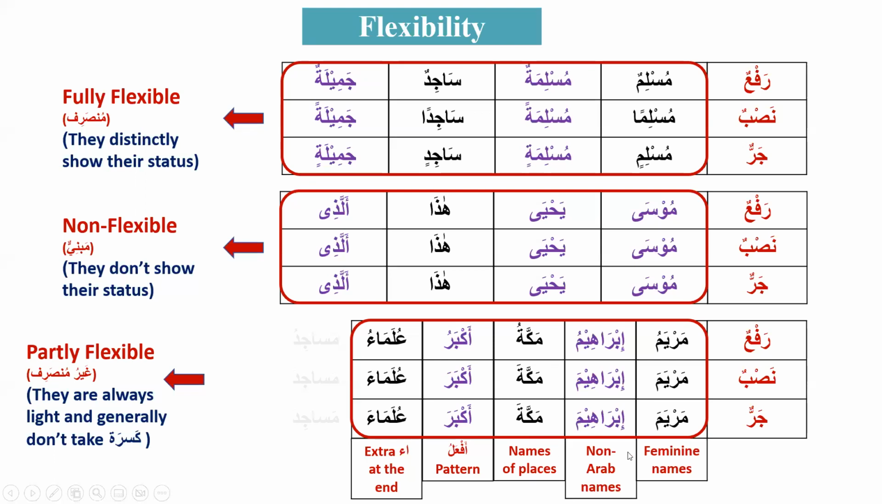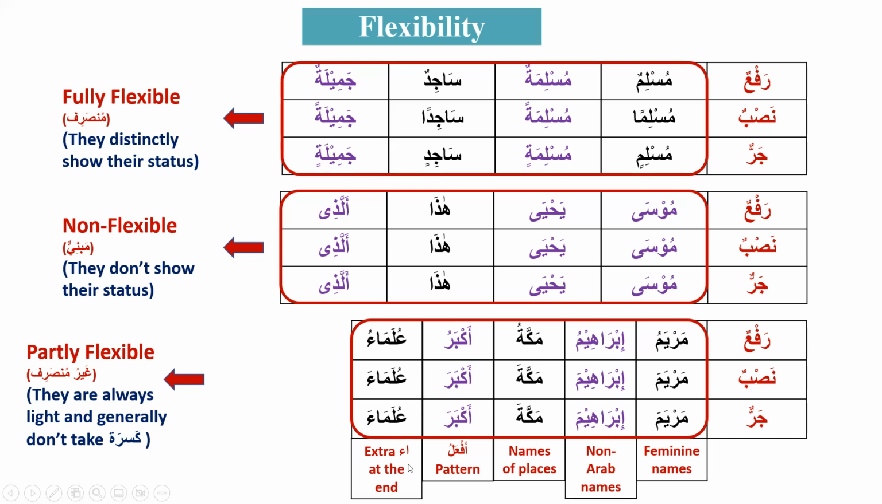So again, the first three categories are very similar: names, all female names, non-Arab names, names of places. If you want to memorize which words are partly flexible, just memorize the names first: feminine names, non-Arab names, names of places. And then there are just two left: all the words that sound like akbaru, and the words that have an alif and hamza at the end. So basically three categories: names, the akbaru pattern, or you can say the af'alu pattern, and the words with the alif and hamza at the end, which is called alif mamduda.